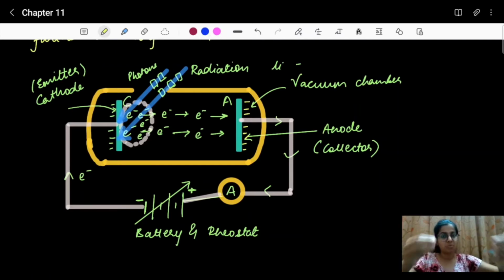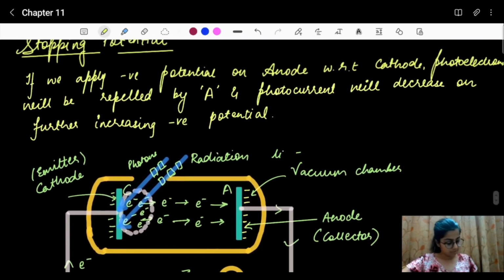to reach the anode. And finally the current, because if the flow of electrons decreases, it means the current will decrease. There will be a particular value of negative potential of anode at which the current will decrease, and finally it will reach the value of zero. That potential is defined as stopping potential. Why stopping? Because now it is stopping the flow of current inside the circuit. Flow of current stops means the flow of electrons stops.